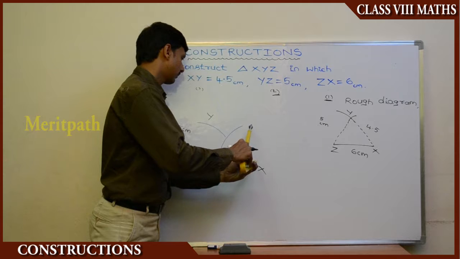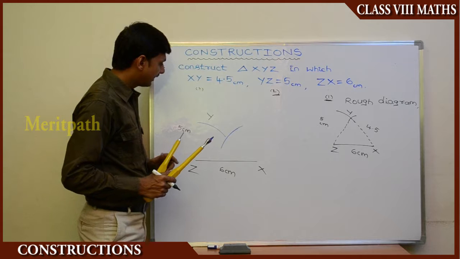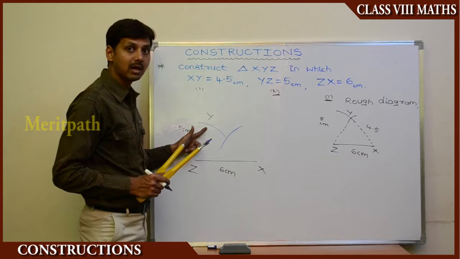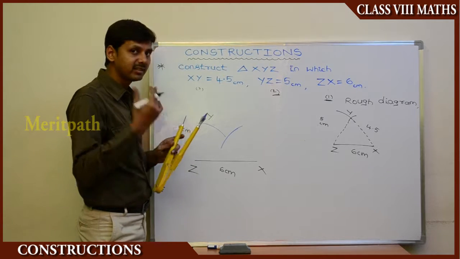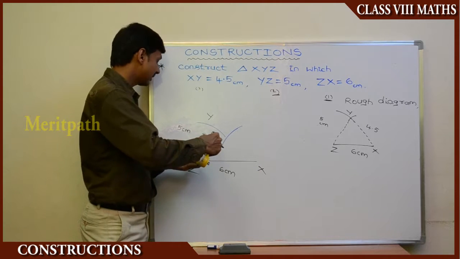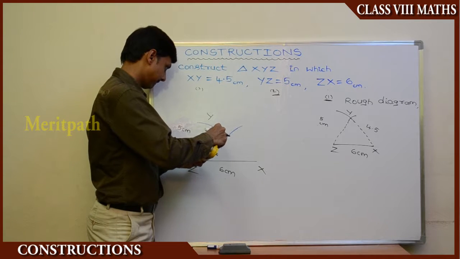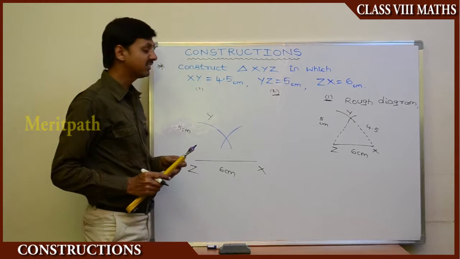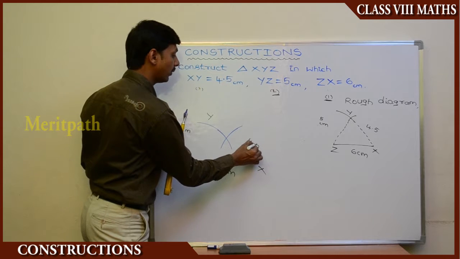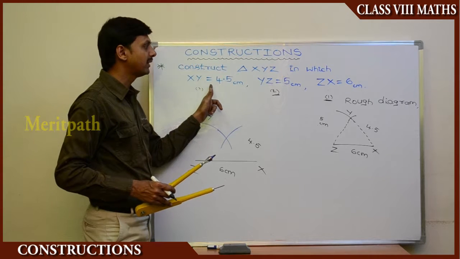Let's draw it again. We got one more arc here. So we can observe these two arcs are not intersecting. So let's extend the first arc by taking the 5 centimeters radius previously. So with 5 centimeters radius, let's extend this arc. We extended this arc, and this is 4.5 centimeters. With X we have drawn XY, 4.5 centimeters.